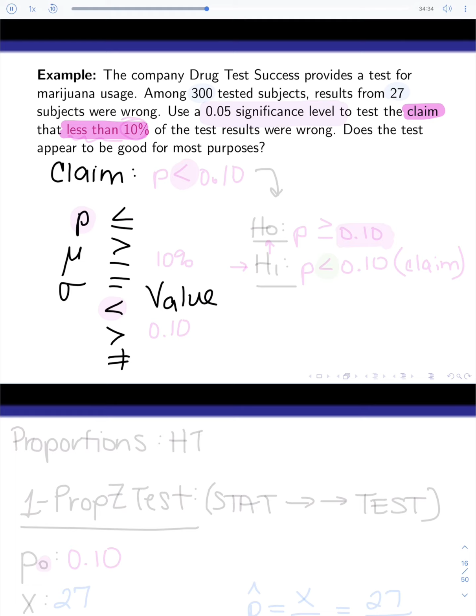Well, right off the bat, because we are talking about a probability or a percentage, we're going to use the P. So we're going to start out with our claim having a P in it. And then they said less than, not less than or equal to, so it's going to be just a strictly less than. Less than what? 10%. Remember, we have to turn that into a decimal. So our 10% is going to get turned into 0.10 or 0.1.